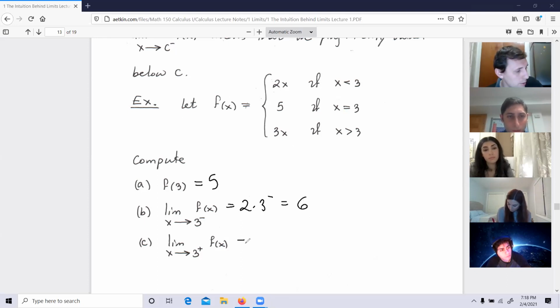So this is 6, and what about the bottom? The bottom, it's 3 plus, so I use this formula here, so it's 9. So it's 5, 6, 9. Yes? Simple enough, good?